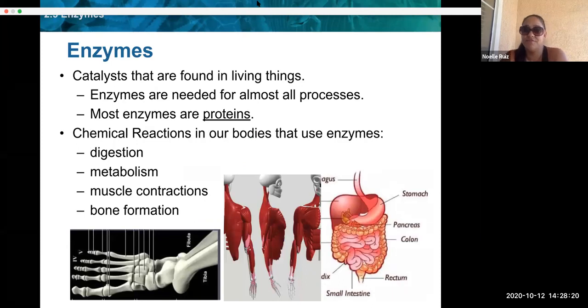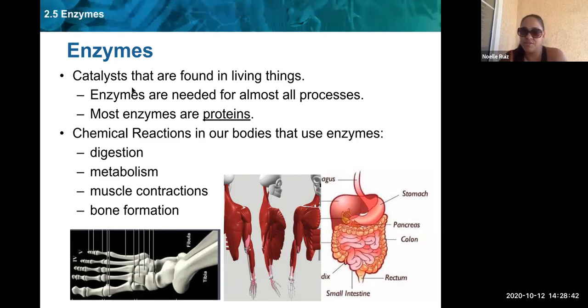Enzymes are catalysts that are found in living things. Chemical reactions happen all the time, but in our bodies, these catalysts are called enzymes. They're needed for almost all processes in our body. Most enzymes are proteins. Chemical reactions in our bodies that use enzymes include digestion, metabolism, muscle contractions, and bone formation.